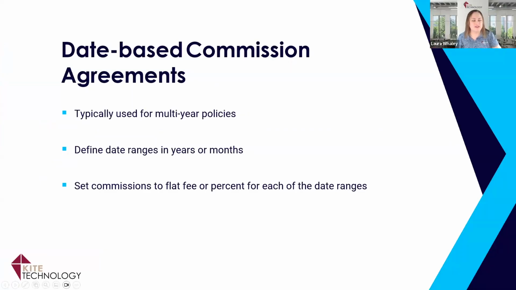So the next one we have is date-based commission agreements. These are typically used, we find them when we have multi-year policies. So if a carrier is going to pay you more for year one and less for years 2 and 3, for example, you would use a date-based commission agreement. You can define date ranges with either years or months to set these up. And then your commissions can be a flat fee or percent for each of those date ranges. So remember, if you're being paid differently on a multi-year policy or even a short-term policy, you could use a date-based commission agreement.